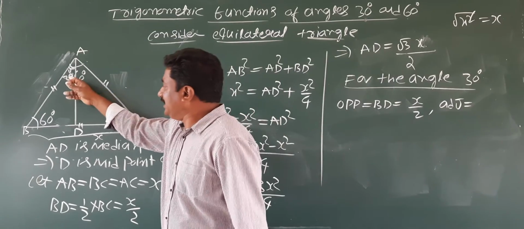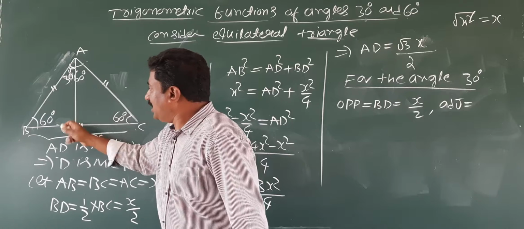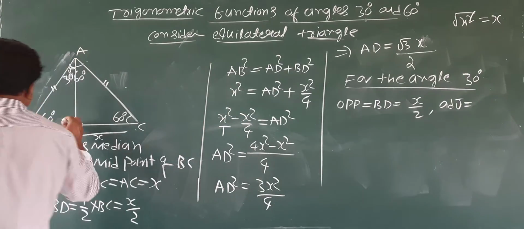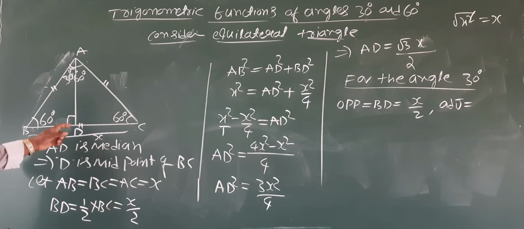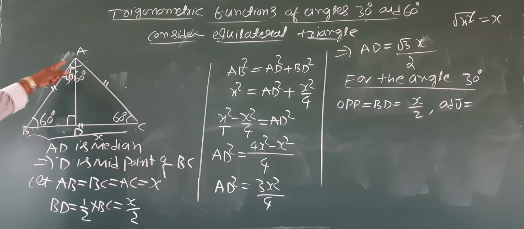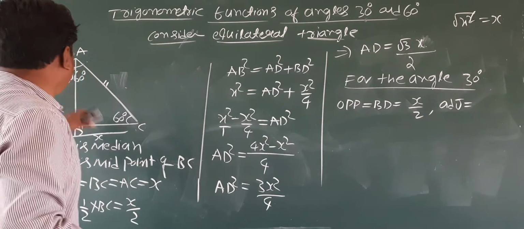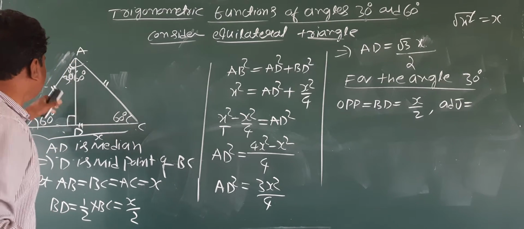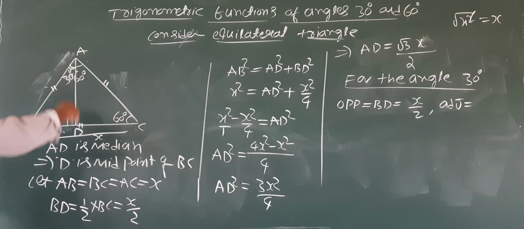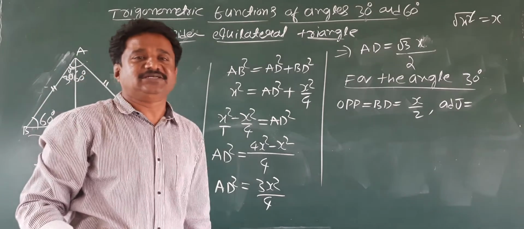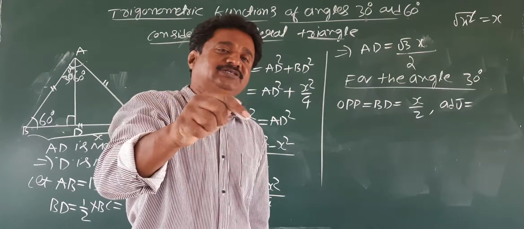For the angle 30 degree, BD becomes the opposite side, and the side which is opposite to 90 degree becomes the hypotenuse. This is 90 degree, so the side opposite to 90 degree is AB. AB becomes the hypotenuse. Length of AB is x. So if this becomes the hypotenuse and this is opposite, the remaining side becomes adjacent. The side which is opposite to the required angle is the opposite side.